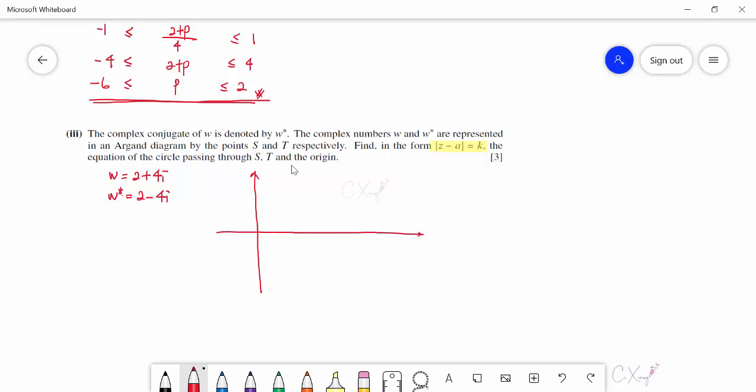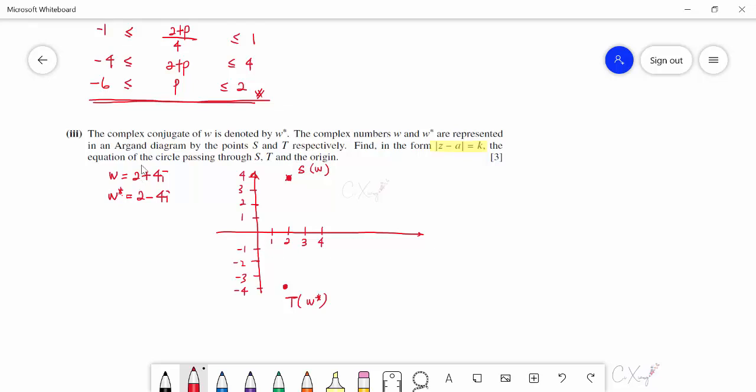All right, so let's say I'm having a 1 here, then 2, 3, 4. I try to plot the point W and also W star. So 2, 4 will be somewhere here, and then 2, -4 will be somewhere here. They are conjugate to each other. Maybe for me, I will label this as S, which is the W. Then this is T, which is actually the W star.